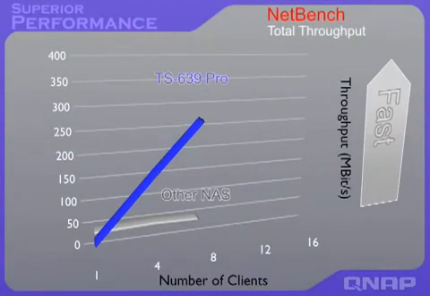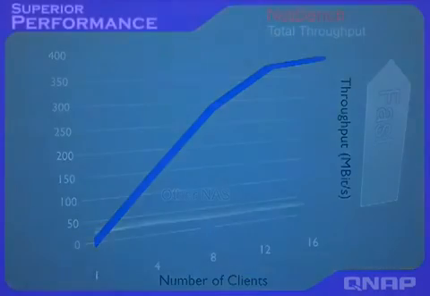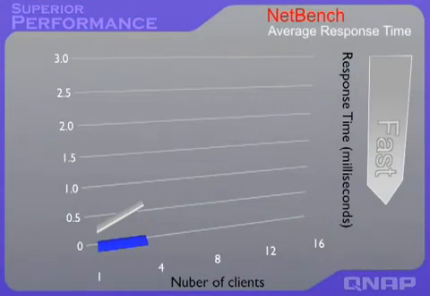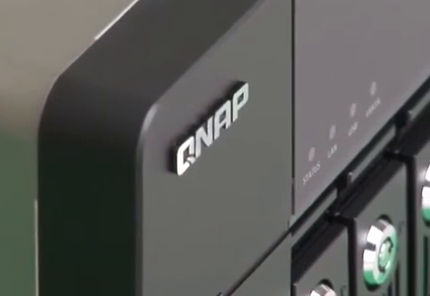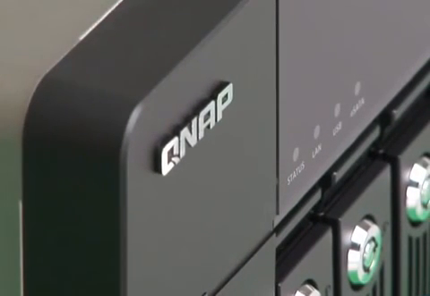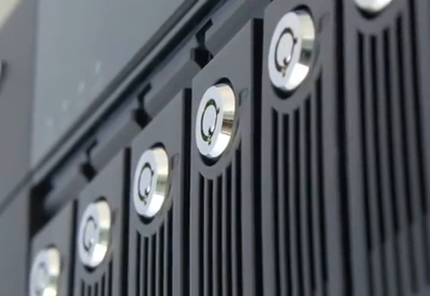The NetBench test results show that the TS-639 Pro is able to deliver over 390 megabytes per second when serving 16 clients. The average response time is much faster than other NAS models of the same level. The TS-639 Pro Turbo NAS is the most reliable and secure network storage solution for your business environment.